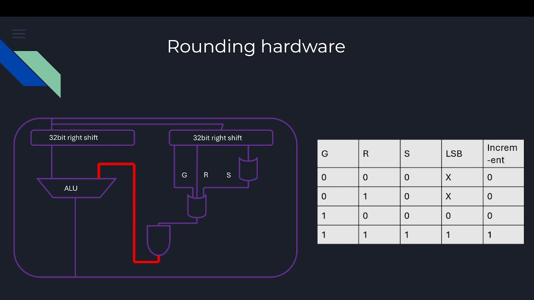And finally, if all G, R, S are 1, that means we are more than halfway. In this case, we must round up, so increment becomes 1. So in one sentence summary, the rounding unit only increments when the result lies above the halfway point, or when the tie-breaking rule requests rounding to the nearest even value.